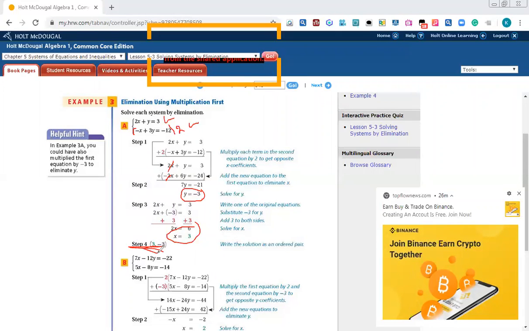Sometimes you have to multiply both equations, not only one equation. For example, look at example B. We have 7x minus 12y and 5x minus 8y. So how can we get 7x from 5x? Which number multiplied by 5 gives me 7? Nothing. Which number multiplied by 8 gives me 12? Nothing. So what we have to do here, we can multiply both equations.